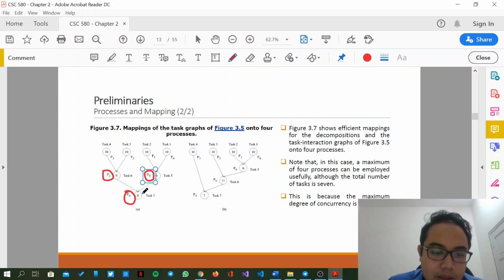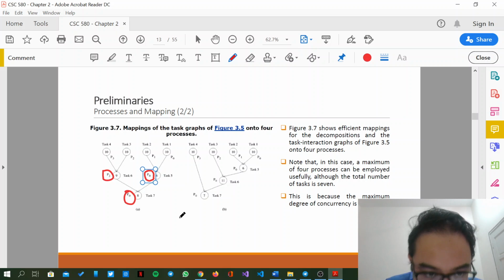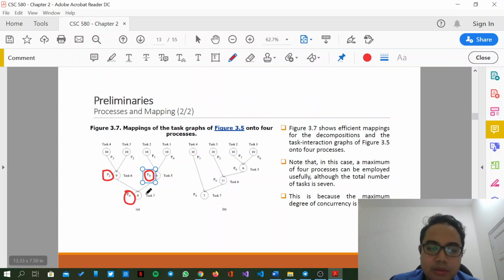Dekat sini awak letak P5. P5 tak wujud kat situ. Okay, tak ada kena-mengena. Mesti letak proses yang ada kena-mengena. Macam kat bawah ni, between P0 and P2. So you can choose either P0 or P2 to get the final result.